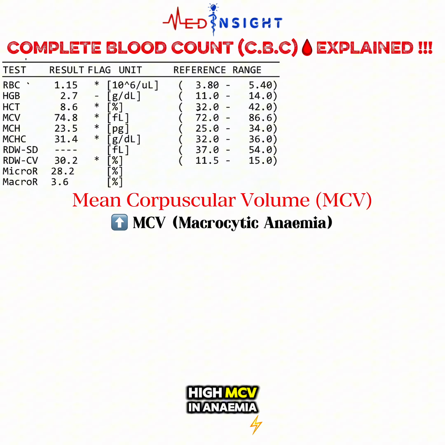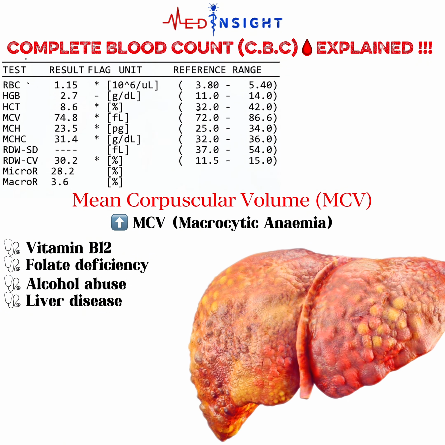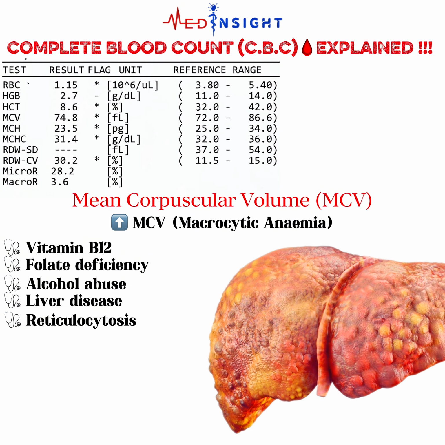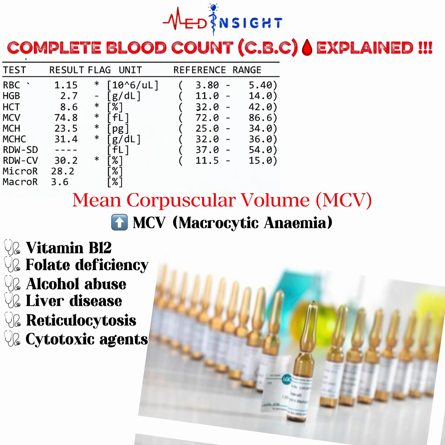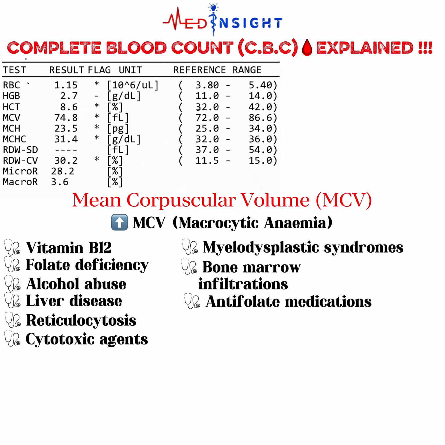disease. High MCV in anemia, that is macrocytic anemia, indicates vitamin B12 or folate deficiency, alcohol abuse or liver disease, reticulocytosis, cytotoxic agents like hydroxycarbamide, myelodysplastic syndromes, bone marrow infiltrations, antifolate medications like phenytoin, hypothyroidism, and hemolysis.